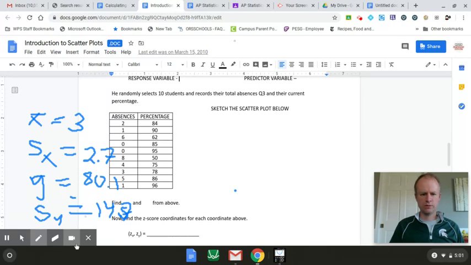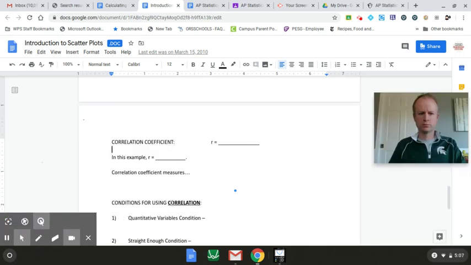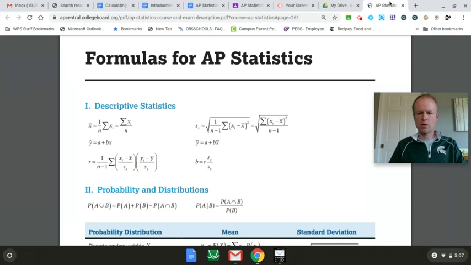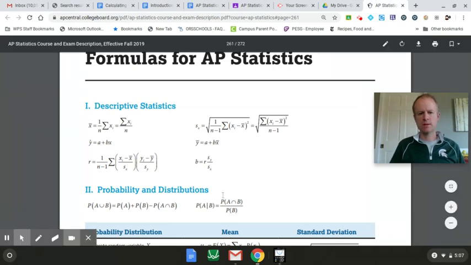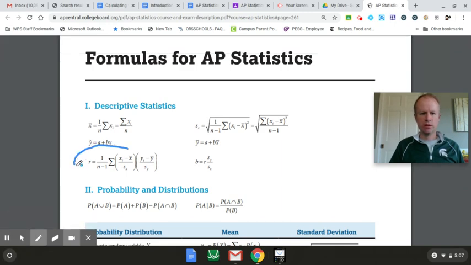So in our notes, what I pulled up is the formula sheet for the AP test. And under descriptive statistics, I wanted to point out what we're going to use here. So we have this formula for R right here.